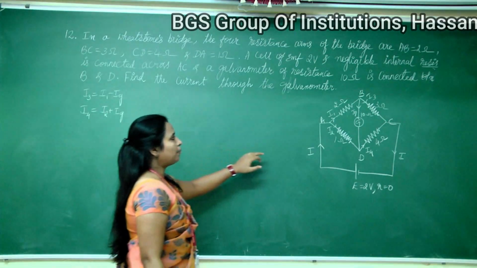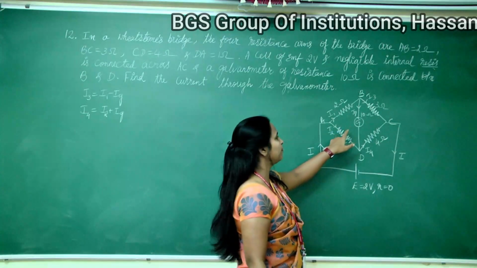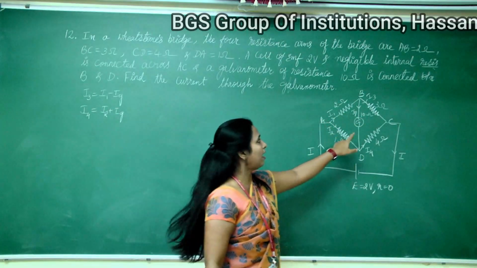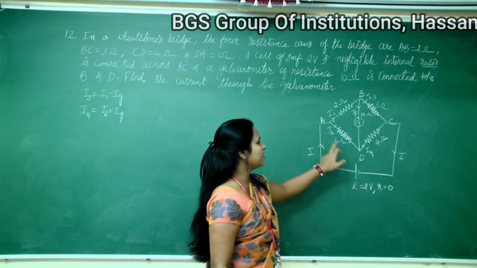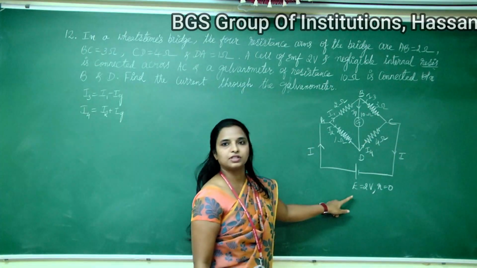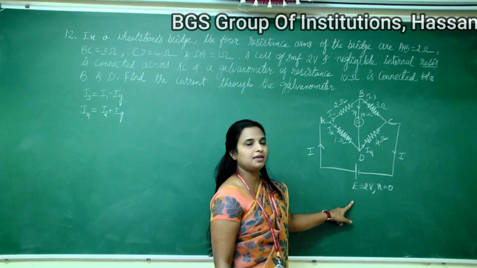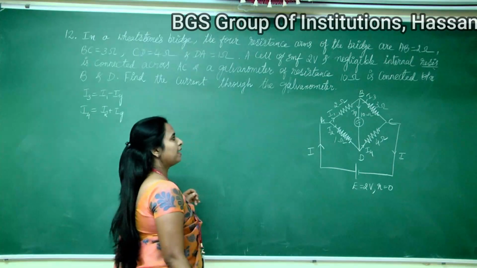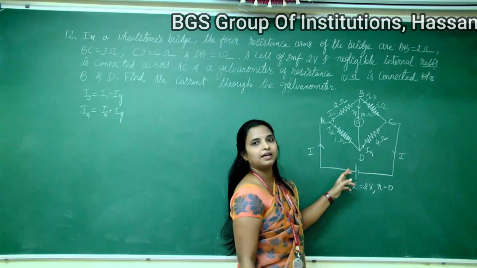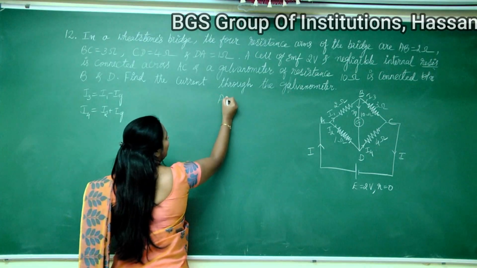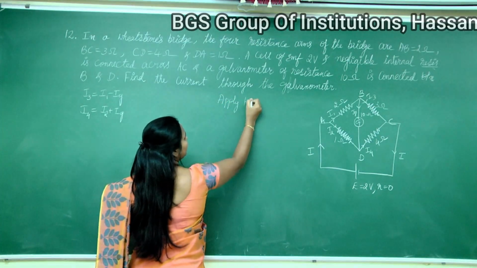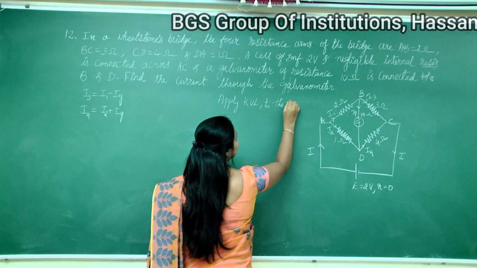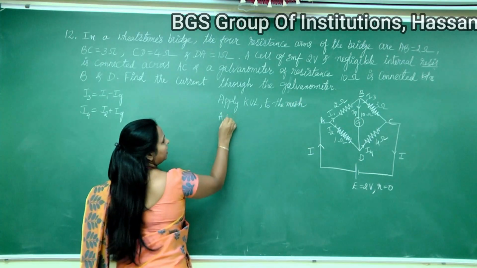So now we will apply the law to the mesh. We have totally 3 meshes here, 3 loops: ABDA, BCDB and ABCEA. So this EMF point we will consider as E. First we will apply KVL to the mesh ABDA.